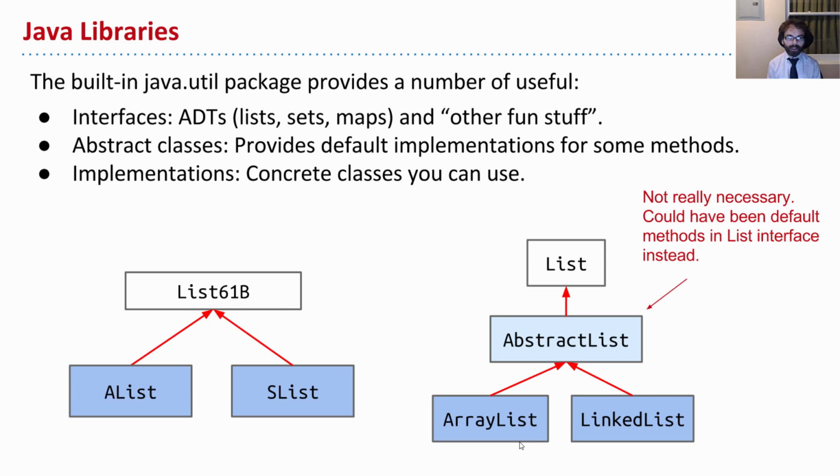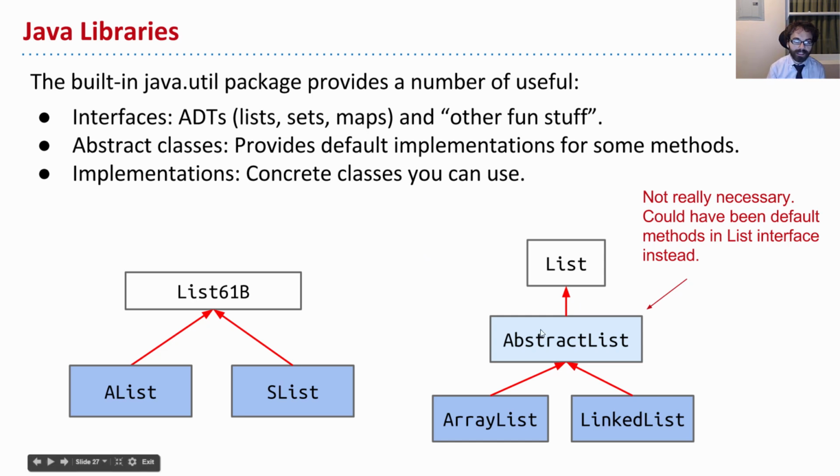I can tell you the wonderful, wonderful news that there exists the java.util package. So in class to date, we built everything ourselves. We had List61B, which I built in lecture. You built the Deque. But it turns out that the java.util package has all of these things that we might want, like lists or sets or other fun stuff, right?